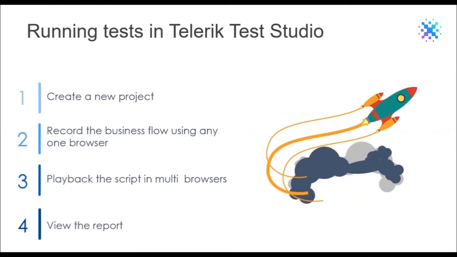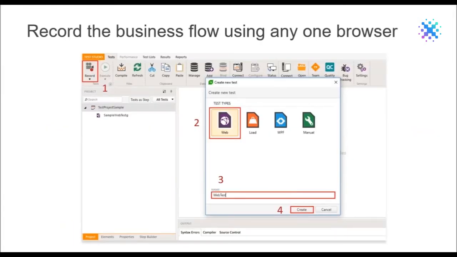So here we see how we run the tests in Telerik Test Studio. Basically, we create a new project and record a business flow using one of the browsers. After we create the business flow, we play back the script on multiple browsers, and finally verify the results in the report.